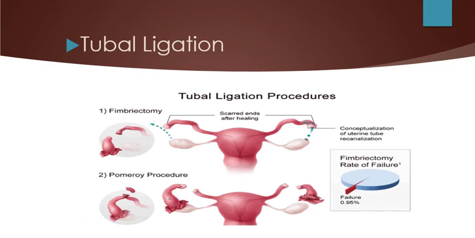Last is the tubal ligation. This is a sterilization process that involves blocking both fallopian tubes by cutting or burning them and tying them off. A similar procedure to this for the males would be vasectomy.